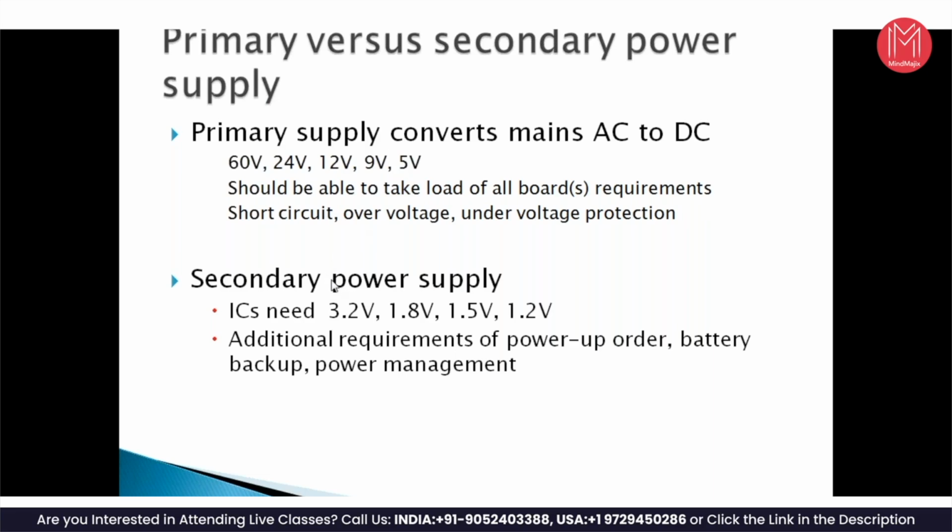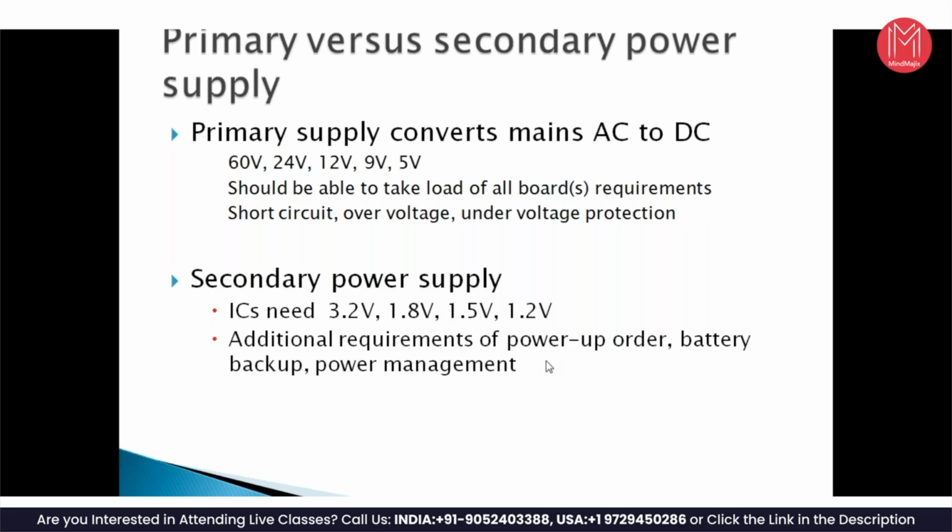And we look at the secondary power supplies today. The secondary power supplies are 3.3 volts or 1.8 volts, 1.5, depending on the microcontrollers and the ICs that we select. They need these different voltages. So these need to be developed in turn from either 5 volts or 9 volts. So these are basically called DC-DC converters.